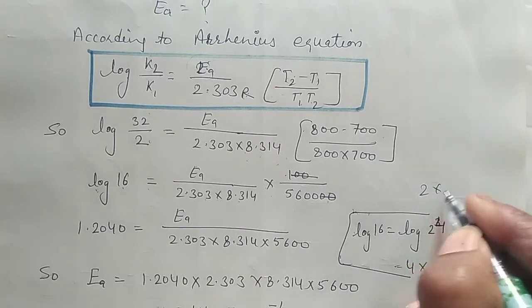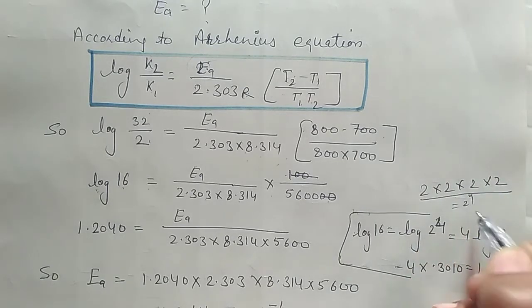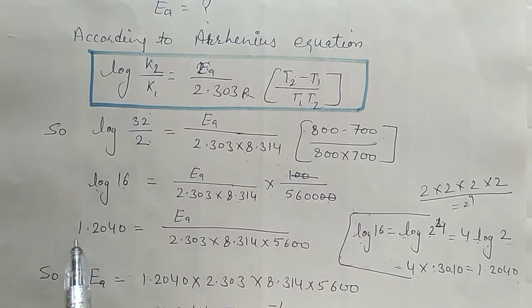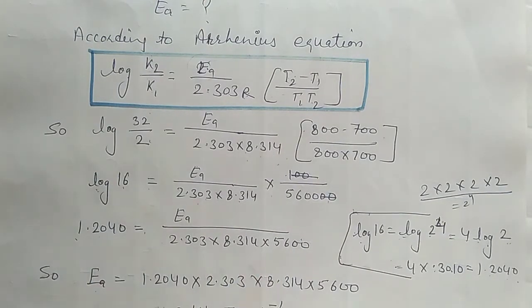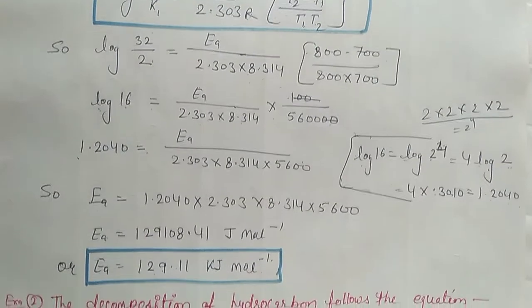16 means 2 into 2 into 2 into 2. So we can say 16 is 2 to the power 4, and log 2 to the power 4 means 4 into log 2. The value of log 2 is 0.3010, so log 16 will be equal to 1.2040. So 1.2040 is equal to Ea upon the given value, and we can calculate the complete value. The answer will be Ea equal to 129.11 kilojoule per mole. Okay, next question.